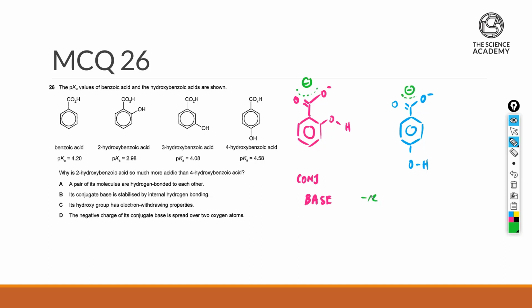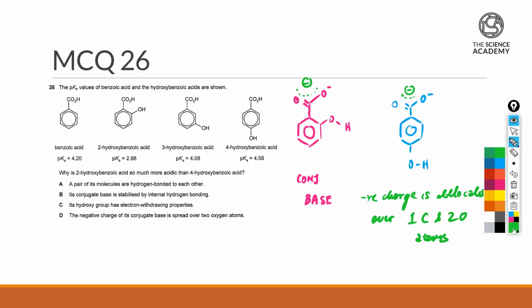as the negative charge is delocalized over 1 carbon and 2 oxygen atoms. So it is dispersed by itself. But if you take a look at the polarization in the OH, we have an electropositive hydrogen, as well as 2 lone pairs that are found on the oxygen itself.